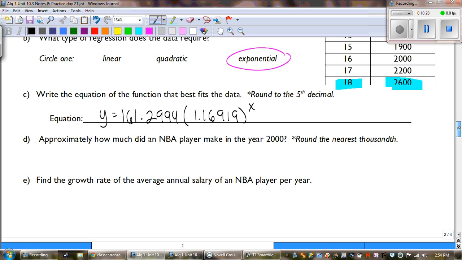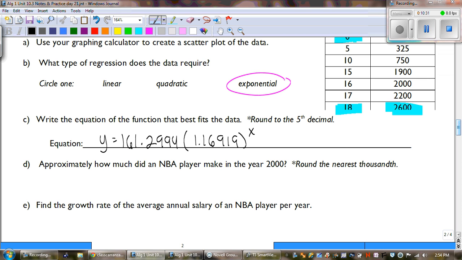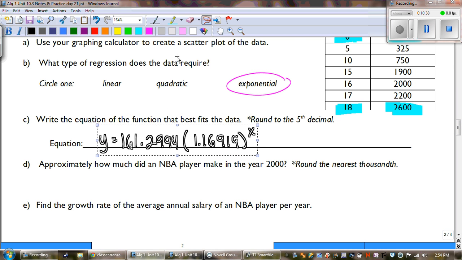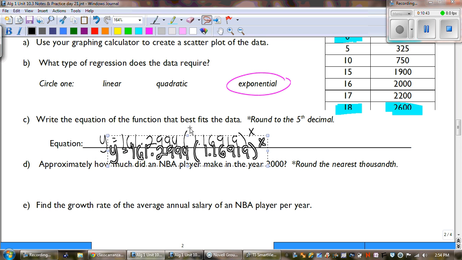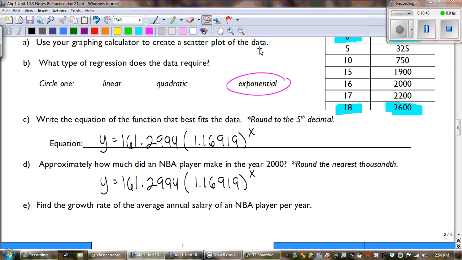Okay? So, approximately how much money did an NBA player make in the year 2000? Now, you're not taking the equation and being like, oh, well, x is 2000, so that's what I'm going to put in for x. No. Okay? Remember that we started in the year 1980, so we have to subtract those to find out that we should really be plugging in 20. Okay? And when you plug 20 in, what did you get?